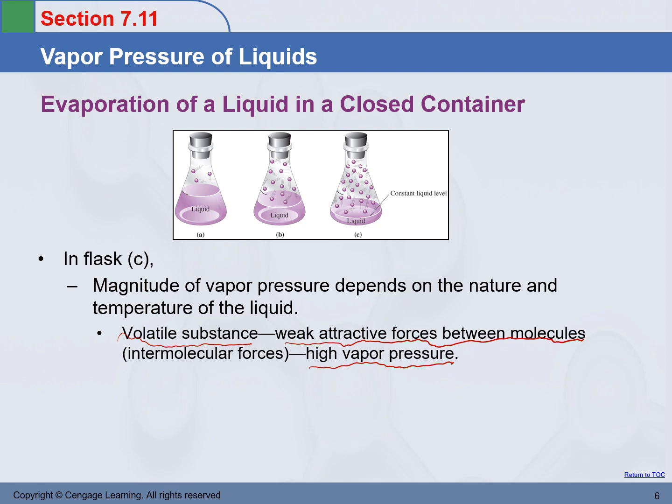Well, the so-called attractive forces between molecules is actually called intermolecular forces. We haven't learned what they are yet. We will learn them very soon. So now try to relate the three concepts like this: volatile substances, weak intermolecular forces, high vapor pressure. Try to memorize and understand this relationship among the three concepts.